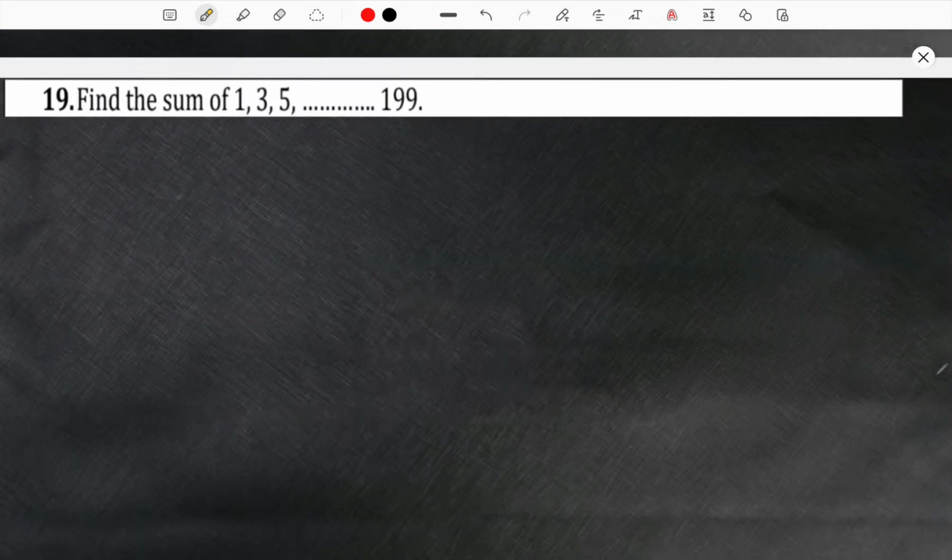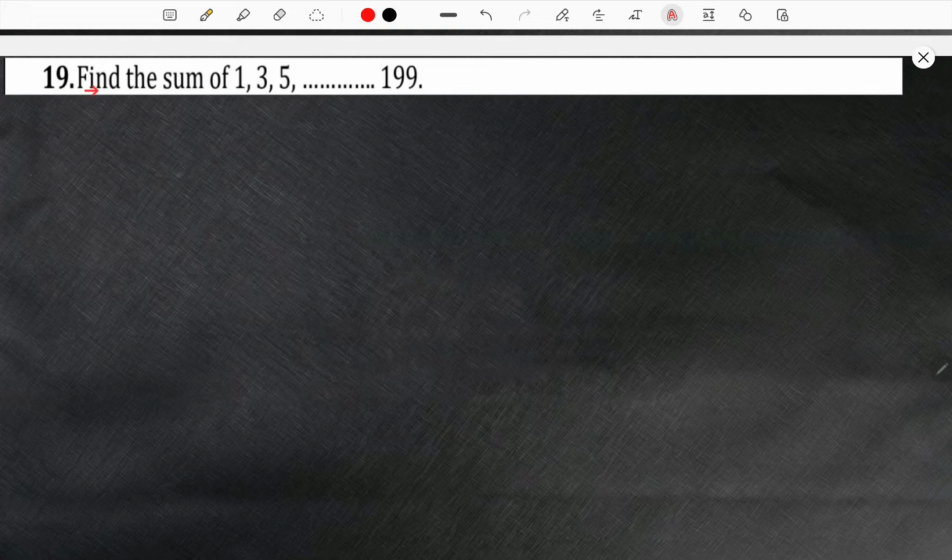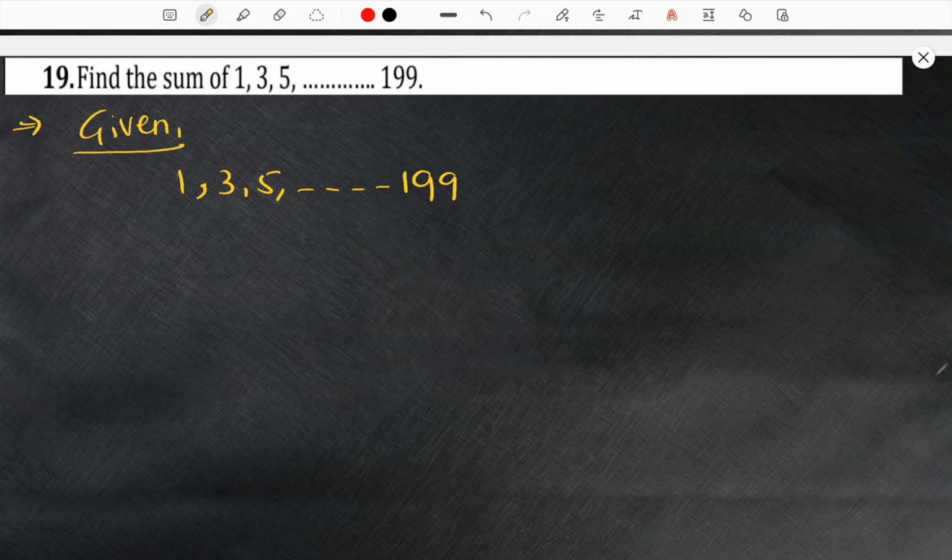Moving forward to the next question, they are asking you to find the sum of 1, 3, 5, dot dot dot up to 199. Look at this. First of all you have to write the given AP. So what is the given AP? 1, 3, 5, dot dot dot up to 199. a means first term, that is 1. And how about d? Whether you need d or not, just check. d is equal to 3 minus 1, that is equal to 2. So this is the common difference.